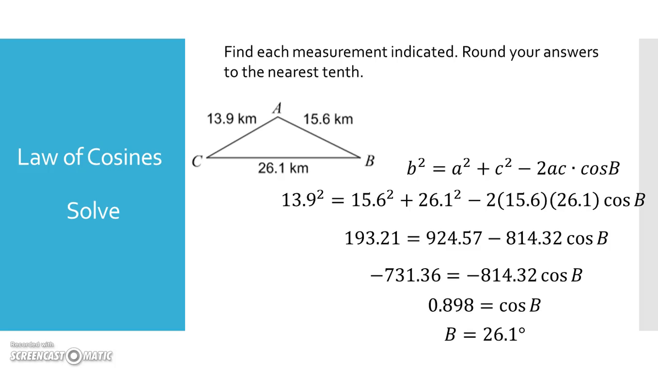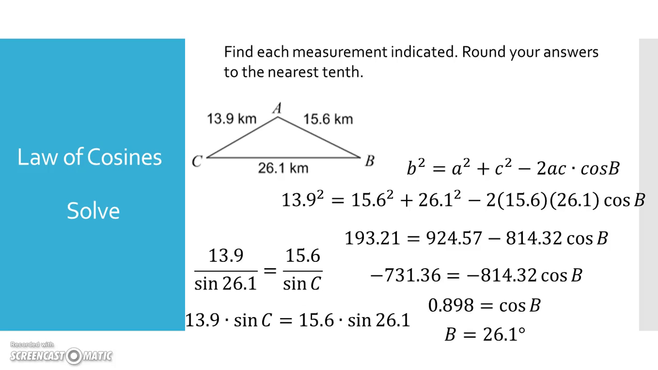Now we could do law of cosines again, but if we have one angle, we could actually do law of sines as well. So I'm going to use law of sines just because I think it's a little easier. I'm going to solve for C, so I'm going to use my B. 13.9 over sine 26.1 equals 15.6 over sine C. Cross multiply and solve, and we get 29.6 degrees.